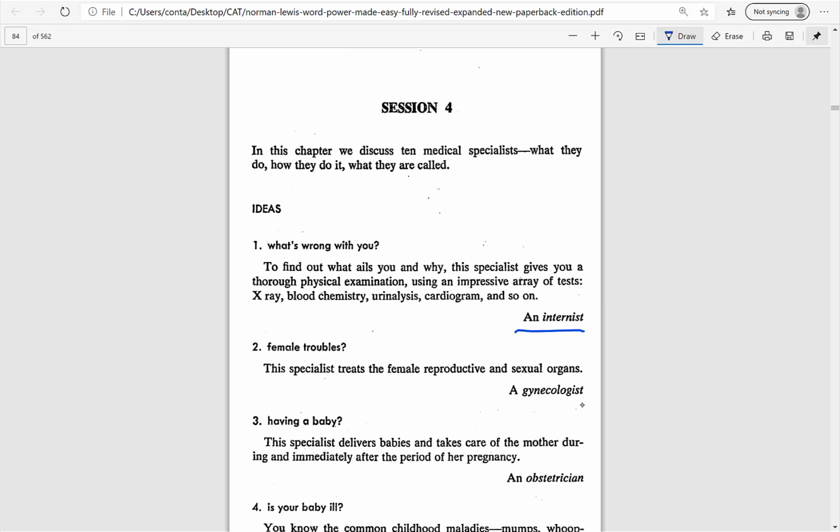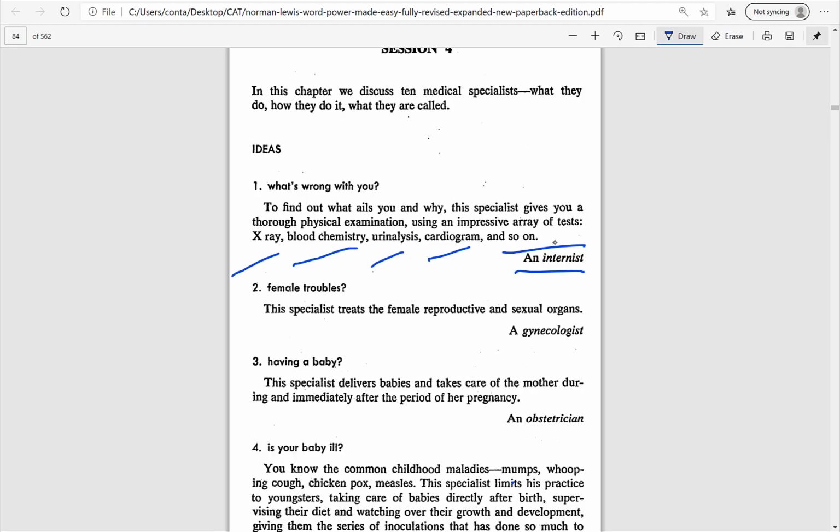So the first specialty that we'll be talking about is an internist. Now, what does an internist do? An internist finds the problem by physical examination through an impressive array of tests. Now, it can be an X-ray, it can be a blood test, it can be a urine test, it can be a cardiogram. The duty of an internist is to identify through physical examination and the array of tests what is the problem that you are suffering. Specifically, what is going on inside of your body that is causing you problems, and how they do it is through an impressive array of tests.